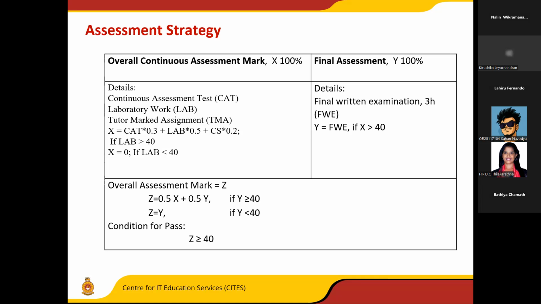And once you sit for the final exam also, you have to get above 40 to pass that particular final exam. And your overall grade will be calculated like 50% from this particular OCAM and plus 50% from the final to get the grade. And that grade should be above 40 to get the pass.